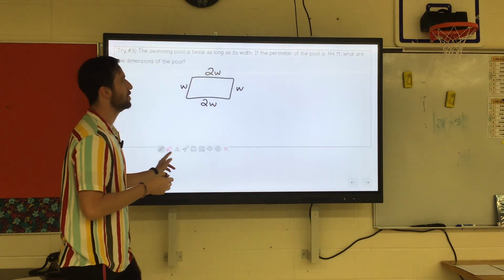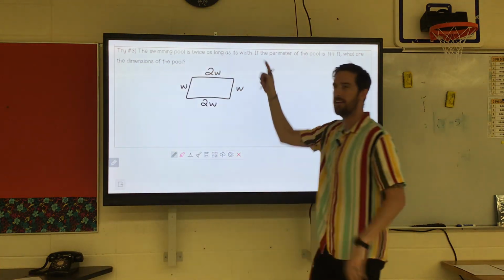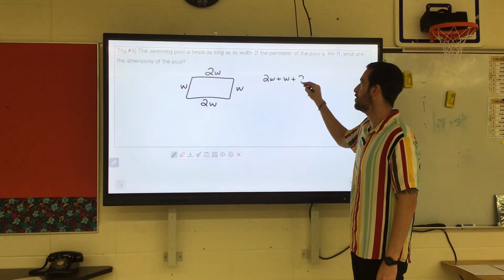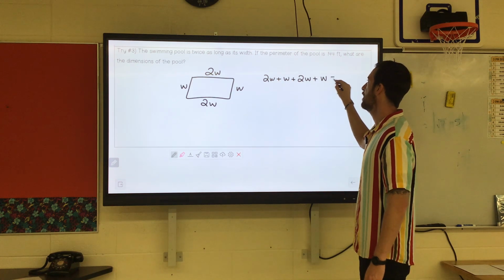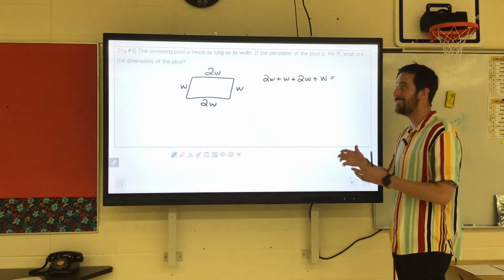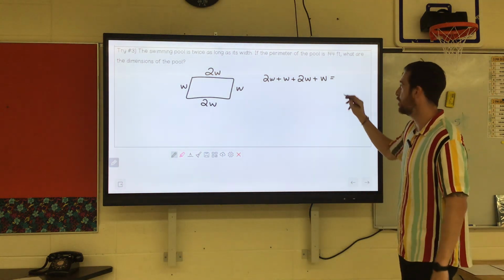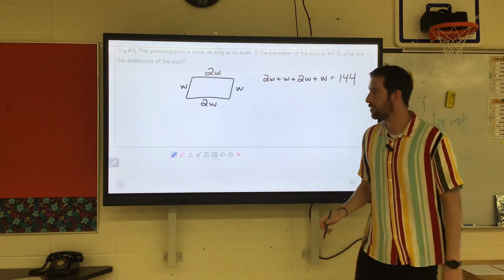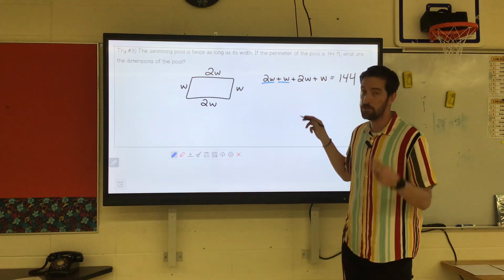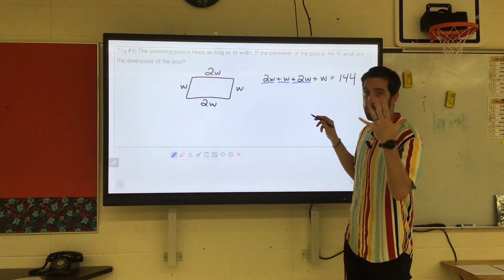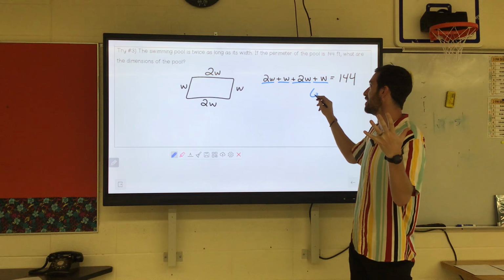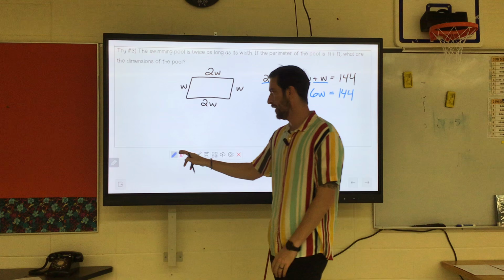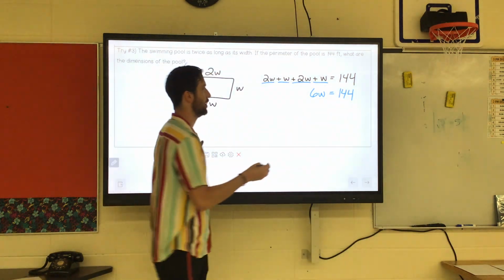So if we were to turn this into an equation, we'd be adding up all 4 of these sides. 2W plus W plus 2W plus W. When we add up all 4 of those sides, it says that the perimeter is 144 feet. There's our equation. Let's combine some like terms. 2W plus 1W is 3W, plus 2 more, we're at 5W, plus 1 more is 6W, equals 144. That's 6 times W, so we're going to go ahead and divide it.